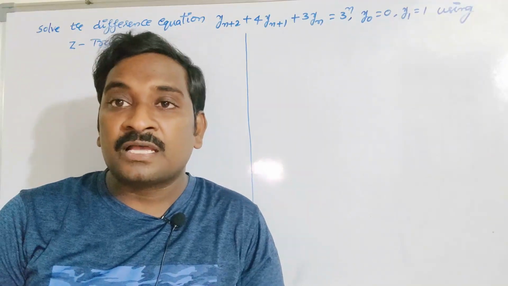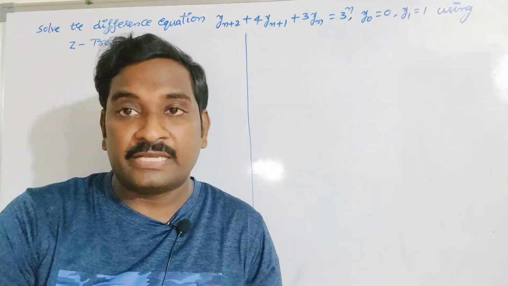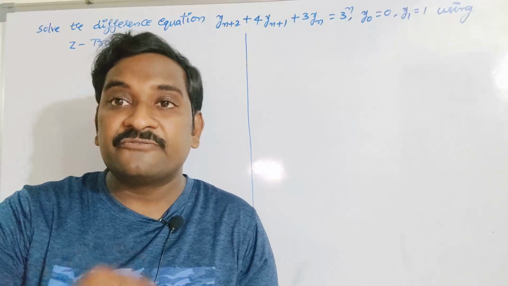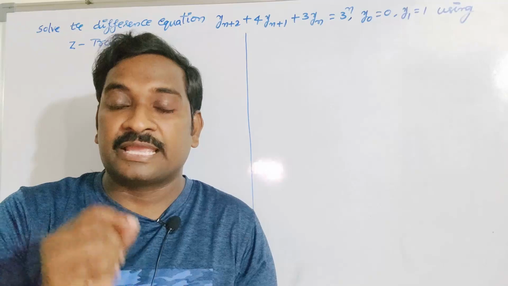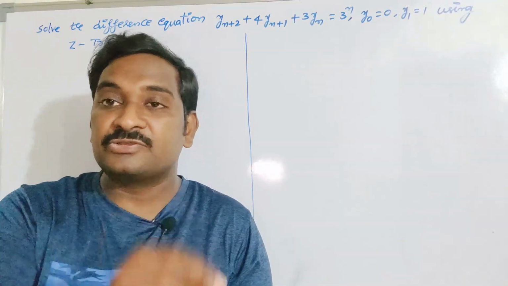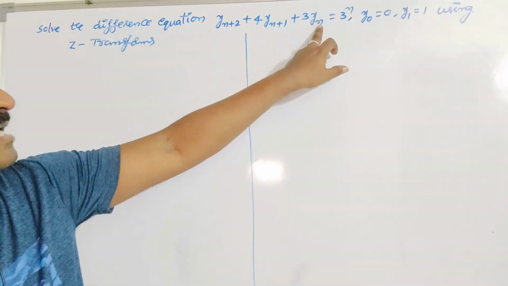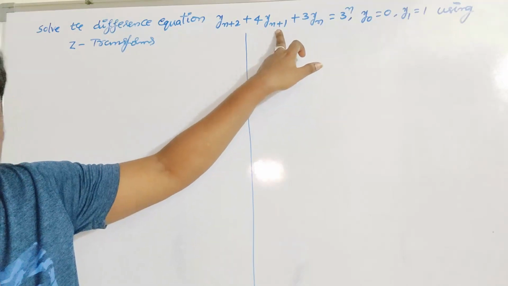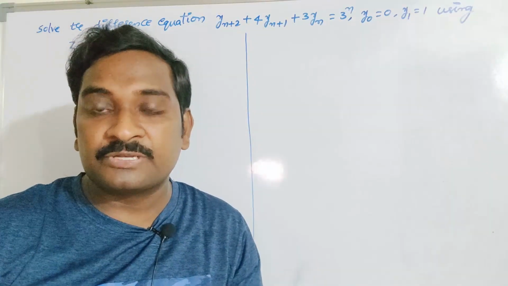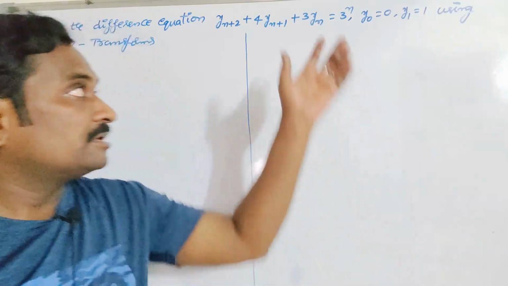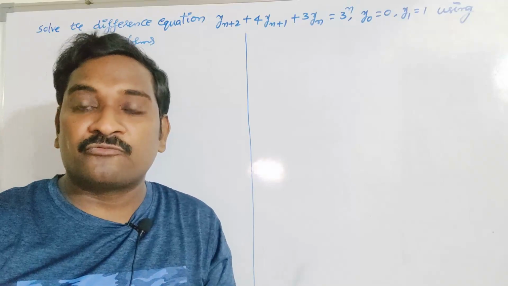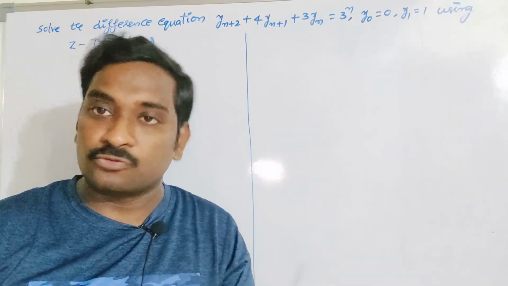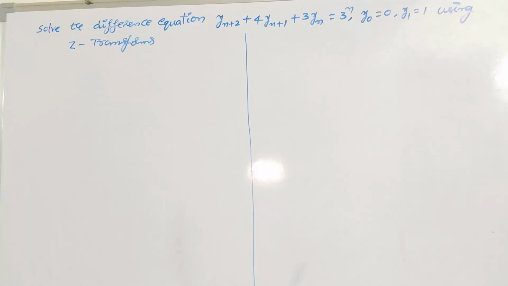Please observe the difference between the previous problem and this problem. In the previous problem, the difference equation was given in terms of u suffix n. Here the nth term is represented by yn, and the (n+1)th term by y(n+1). So in this problem, we have to find the nth term, that is, the solution for yn. Don't forget it. Please see the solution.